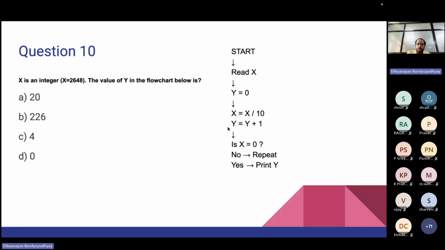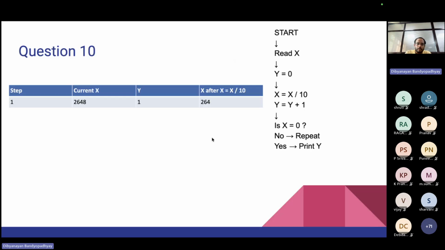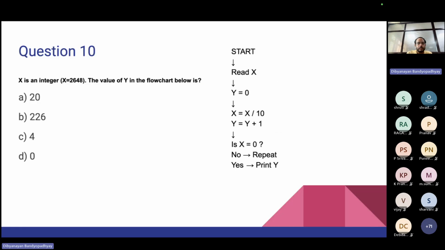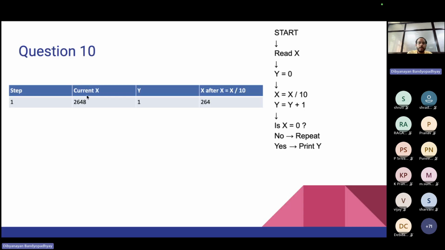So this is a flowchart for calculating the number of digits. Okay. So how are the operations performed? So this is the flowchart. In step 1, what is the current value of x? 2648. So this is 2648. What is the value of y that is assigned?